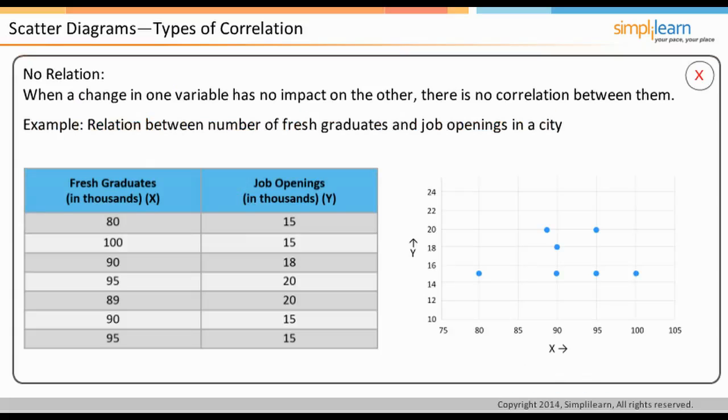When a change in one variable has no impact on the other, there is no relation or correlation between them. Let us consider the following example. To study the relation between the number of fresh graduates in the city and the job openings available, data for both was collected over a few months and tabulated as shown. The scatter diagram for the same is also displayed. It can be observed that the data points are scattered and there is no trend emerging from the graph. Therefore, there is no correlation between the number of fresh graduates and the number of job openings in the city.